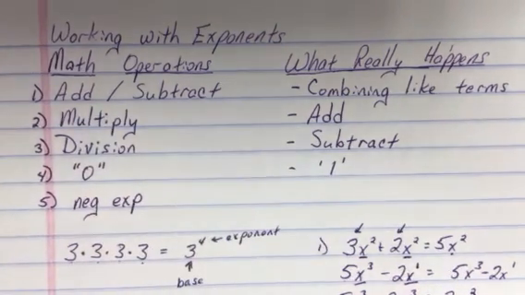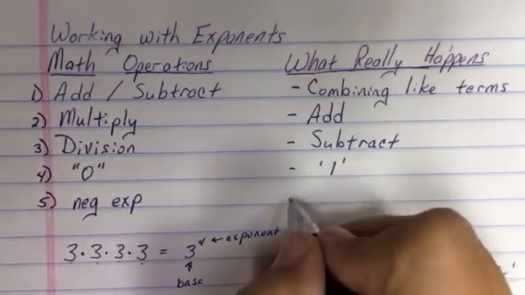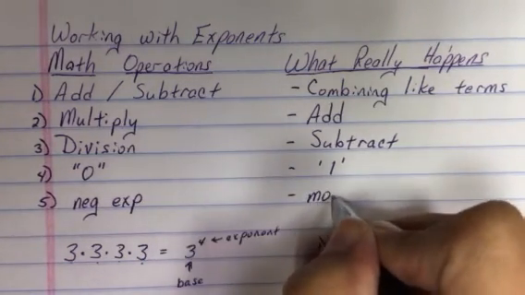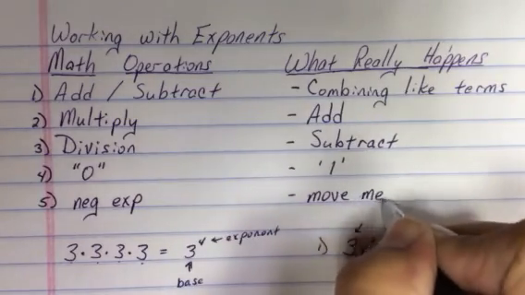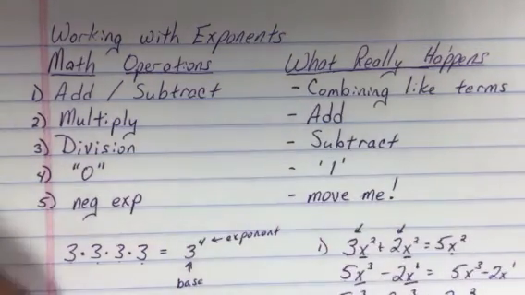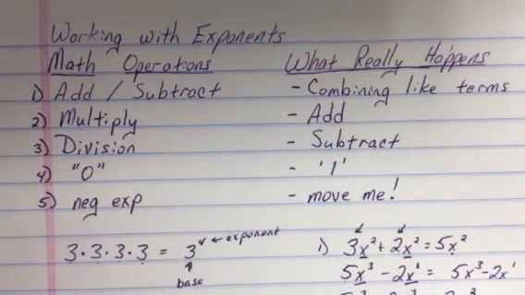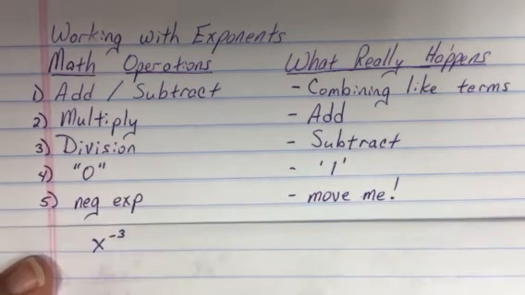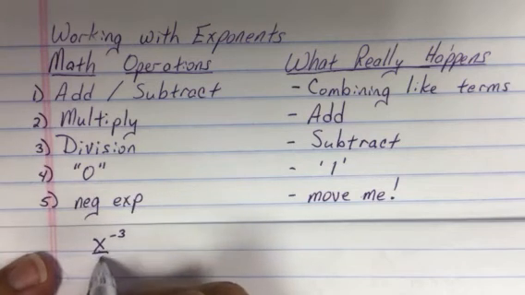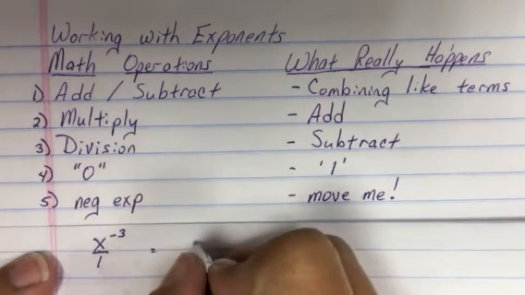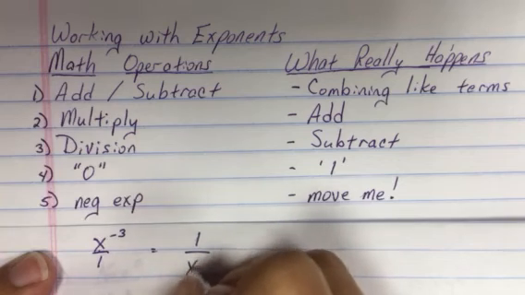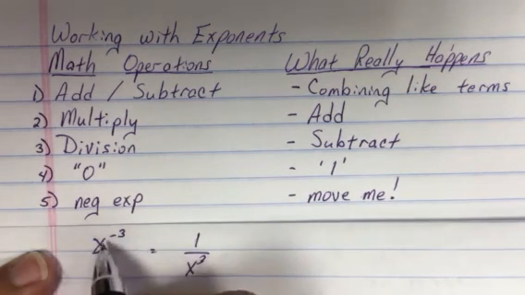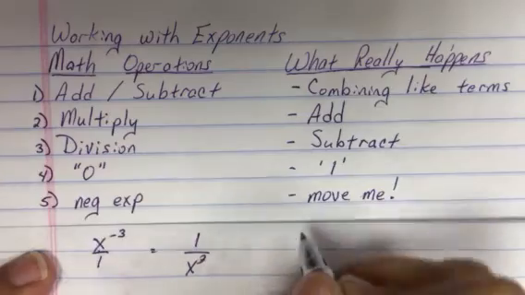The negative exponent. That is a number screaming, "Move me." So we have something called x to the negative third. That means, think of it like this, it becomes 1 over x cubed. He went from upstairs to downstairs.